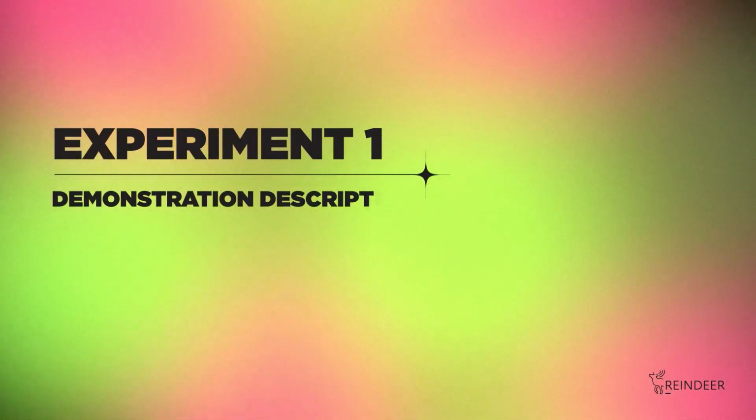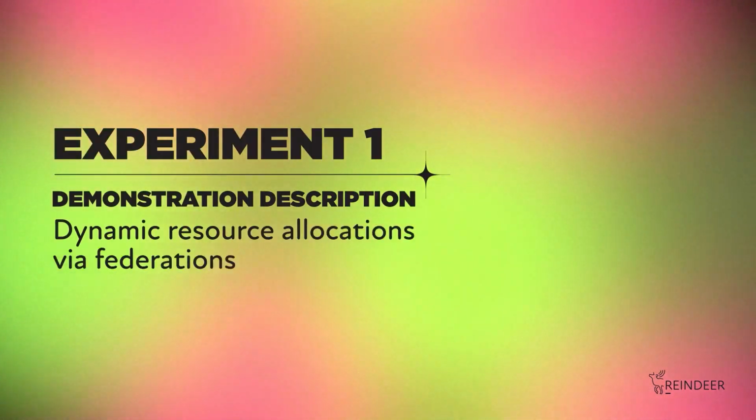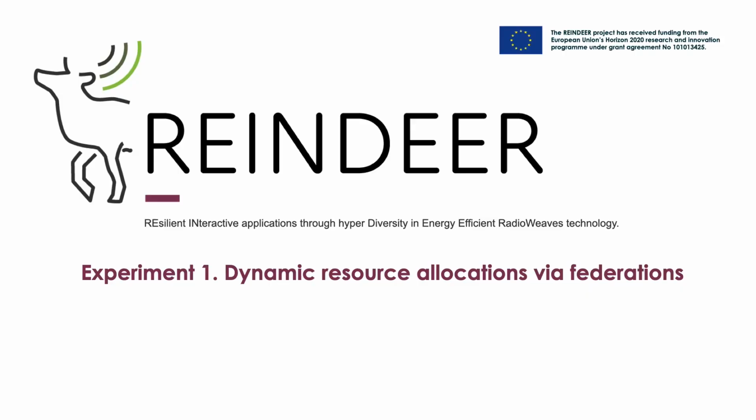Welcome to the demonstration of Experiment 1, called Dynamic Resource Allocation via Federations. This presentation will illustrate how federations optimize resource allocation in a dynamic environment, addressing some of the key challenges in 6G networks.